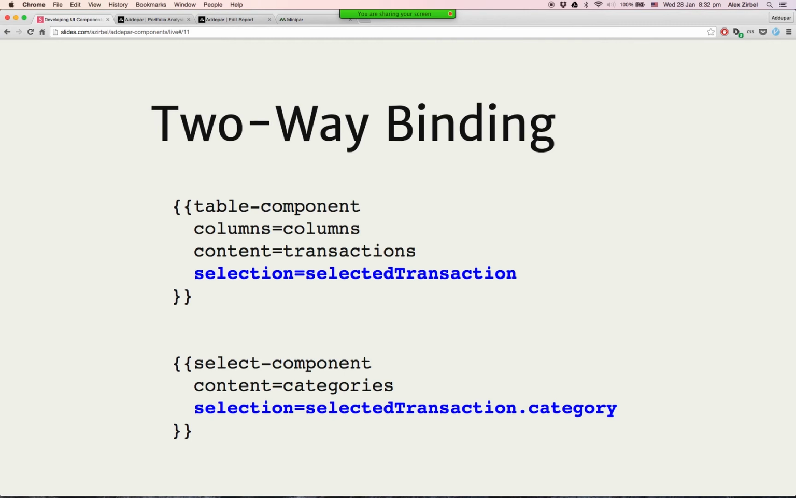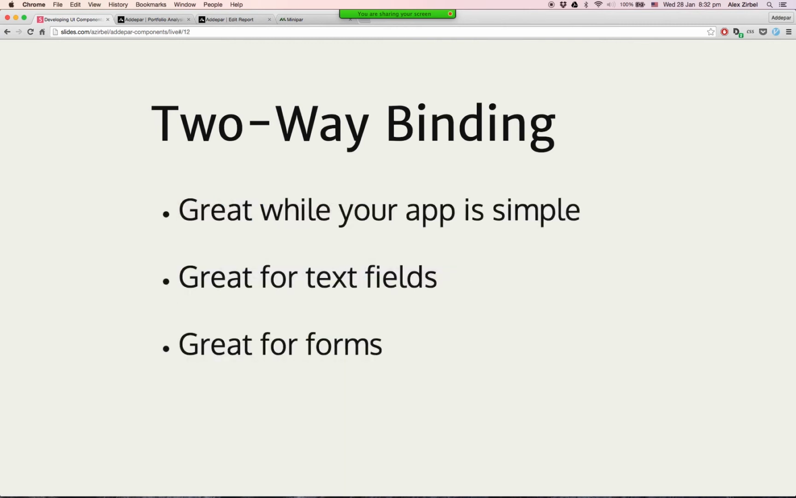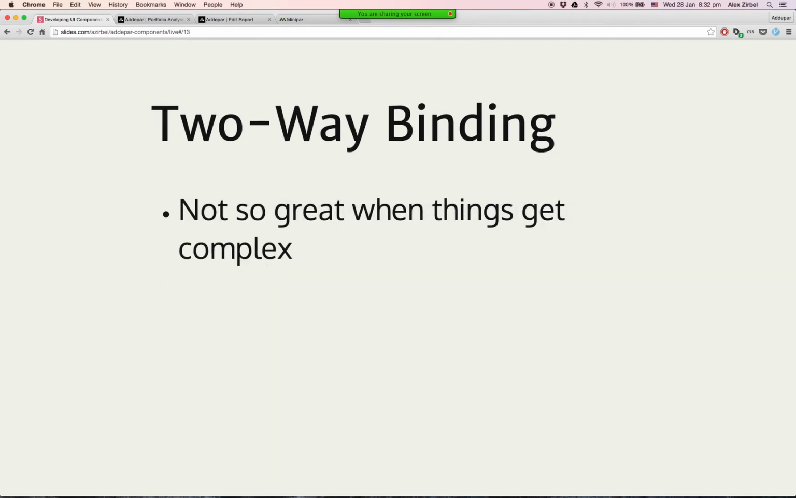So this is two-way binding, and two-way binding is great while your app is simple. It's nice. You can see we were able to do that in not very much code, and it works really well. Two-way binding is not so great once your app gets really complex. So I want to give you a couple of examples in which the way I did this just now is going to start to break down.